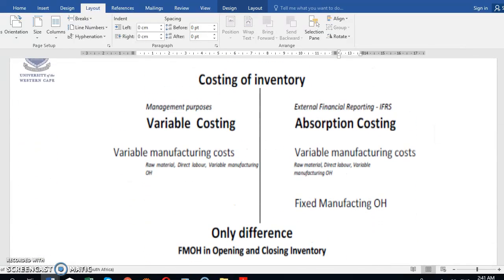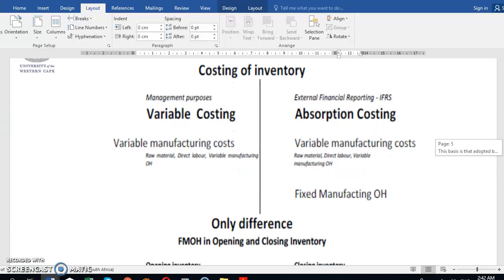Now another key difference is that variable costing is used for management purposes, whereas absorption costing is a requirement by IFRS, the International Financial Reporting Standards, which says that we have to use absorption costing when we disclose inventory in the financial statements.